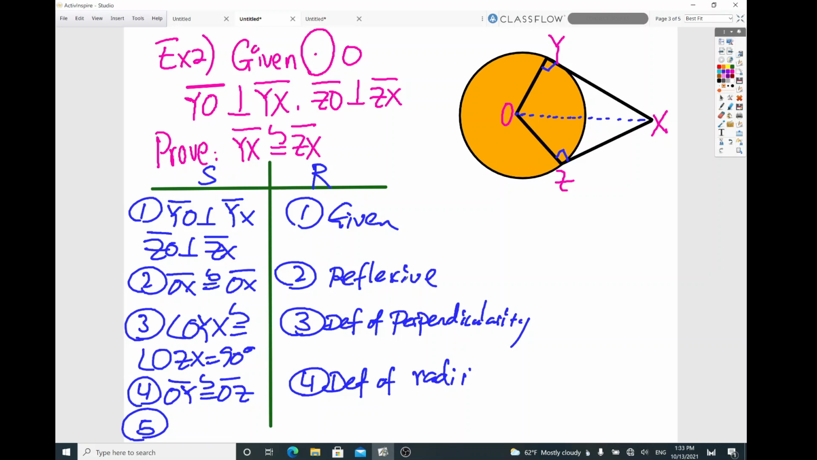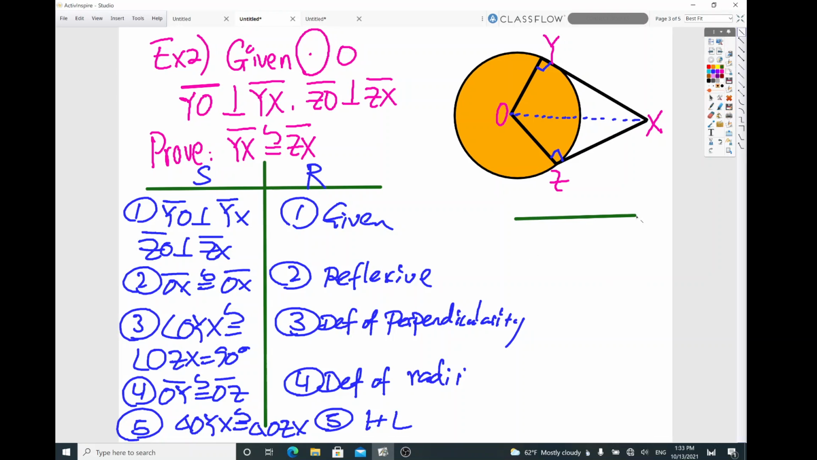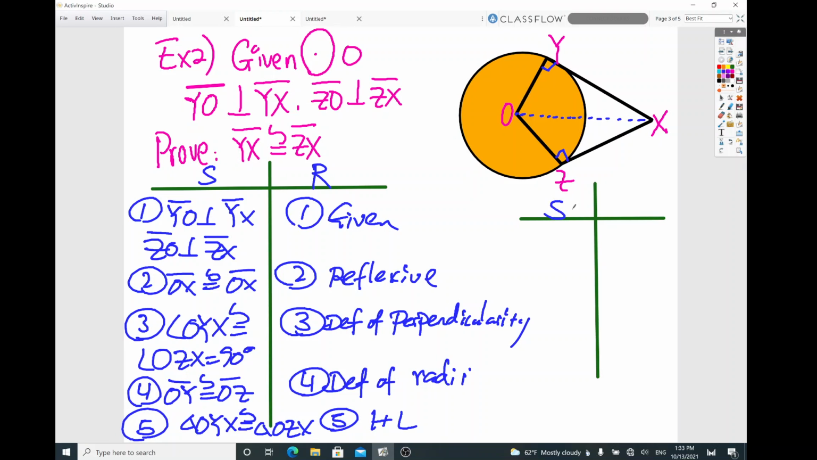And then therefore, triangle OYX is congruent to triangle OZX, by hypotenuse and leg. And then finally, the final statement: you want to say that segment YX is congruent to segment ZX. And this one is by using CPCTC. Okay.